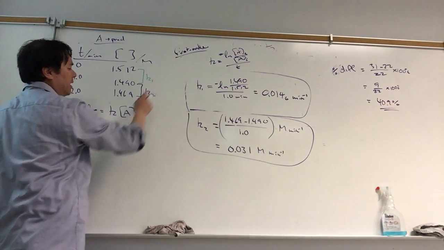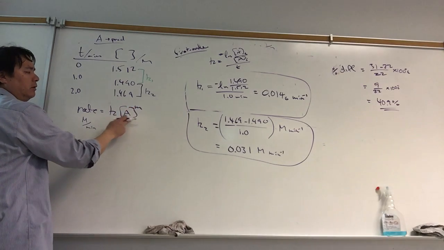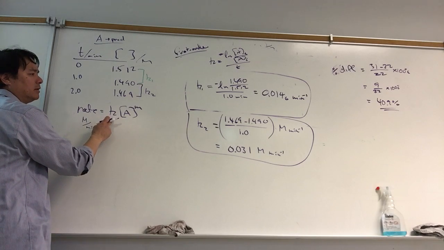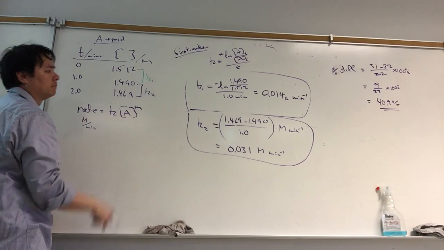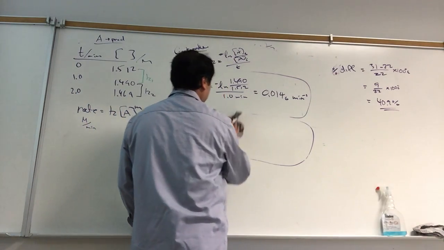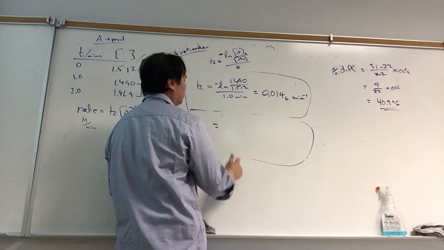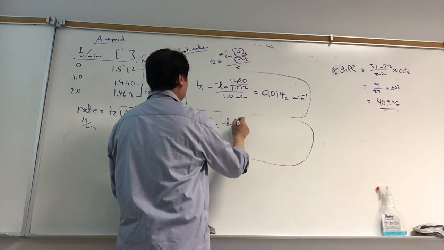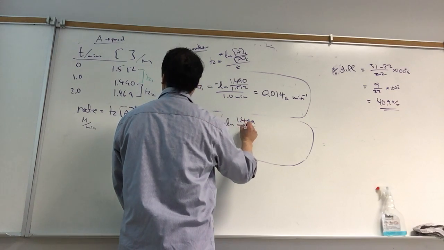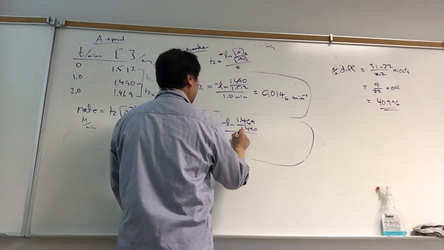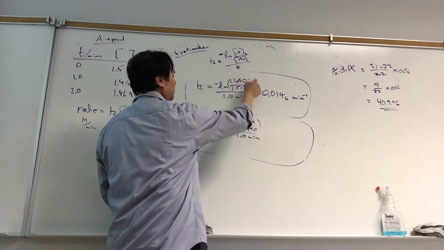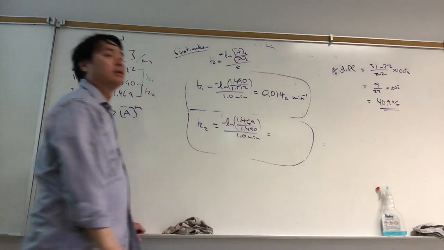For first order, M is equal to 1. Therefore, the concentration of A will give us molar, therefore K is per minute. So this gives us molar per minute. And so the units are different depending on what the order is. So this is going to be minus ln, for this next segment, 1.469 divided by 1.490, divided by the time interval, which is 1.0 minutes. Put parentheses there.